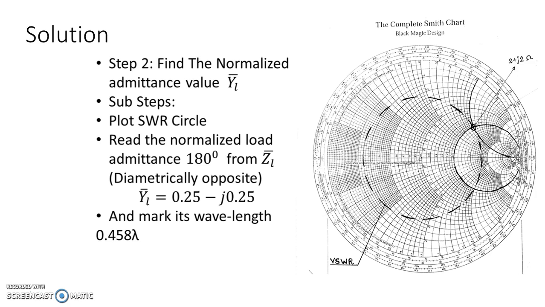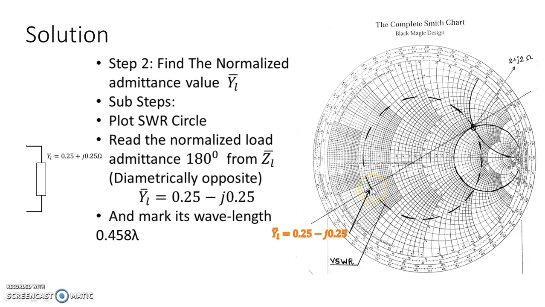So first step is to plot a VSWR circle, which is shown here with the dotted lines. You can see here. How to plot this? Take this much radius in your compass, from center to point ZL. Draw a circle. Then you stretch a line which passes from the center of the Smith chart through ZL and cuts the circle on the other side. Wherever it cuts the circle on the opposite side, diametrically opposite, that is the point of YL.